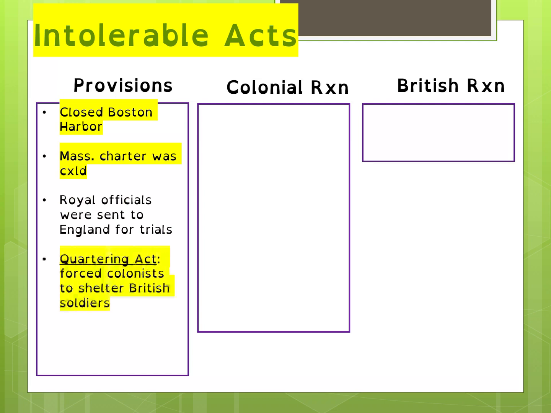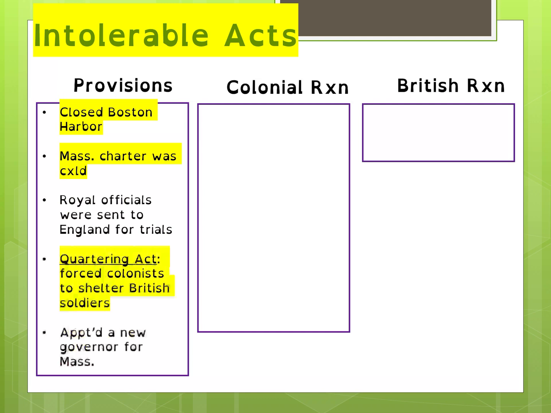The Quartering Act is part of this list. It is a law that says colonists must feed and shelter British soldiers if they show up at your door. So if a British soldier knocks on your door and says, I need a place to stay and you need to feed me for a while, you have to do that. You have to let them stay there and you have to feed them. And it could be indefinitely. So you can imagine that that would not make the colonists very happy.